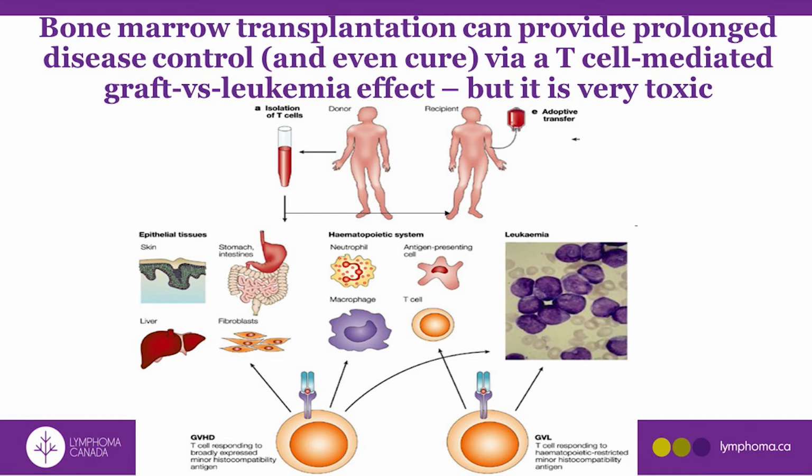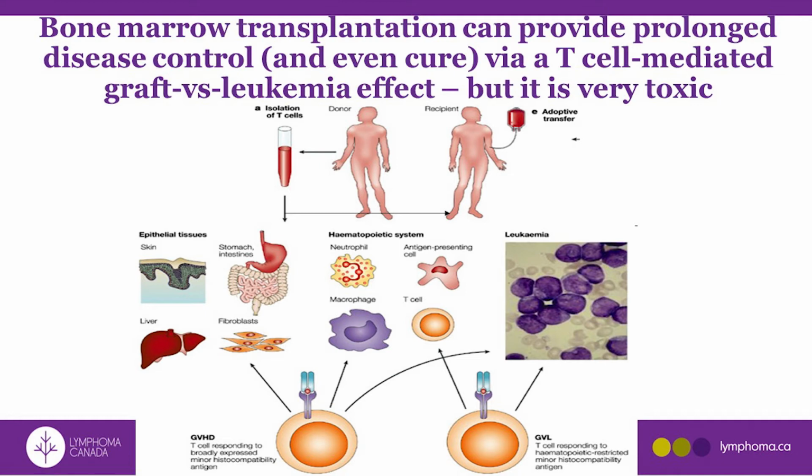So the problem is that graft-versus-host disease can be so toxic that a rule of thumb is that 30% of patients who undergo transplant will die of the toxicity. Another 30% will probably have significant complications of graft-versus-host disease, so their quality of life is significantly impaired. And then another 30% may have, if you will, prolonged disease control. But one of the problems with CLL is that it eventually does escape even the graft-versus-leukemia effect and can start to grow again.